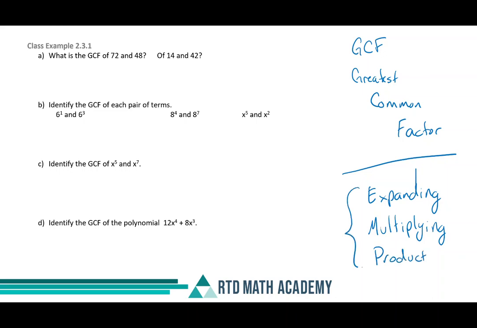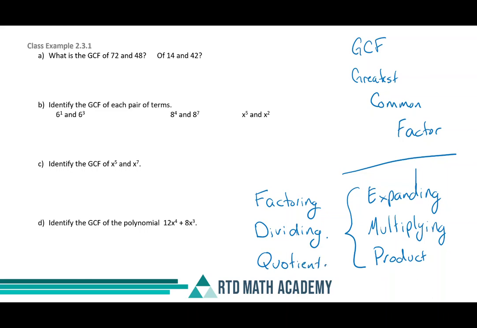Now we are going to start looking at what we call factoring, which is actually the same thing as dividing something out. We don't really necessarily call it the quotient just yet, but we will in Math 20-1.